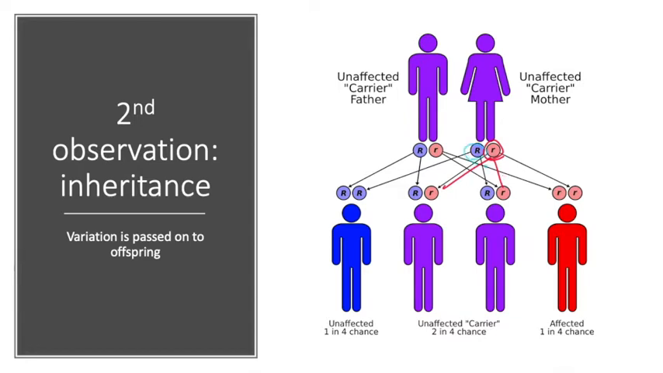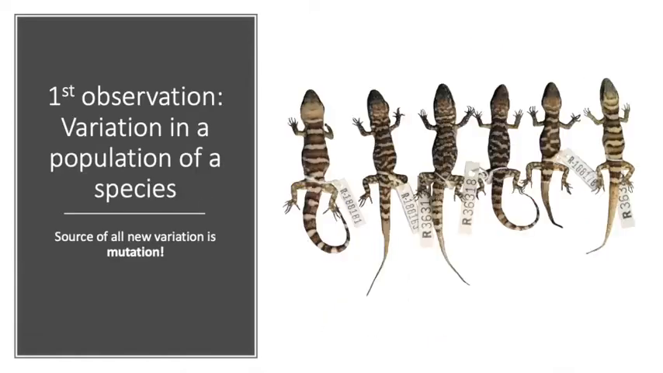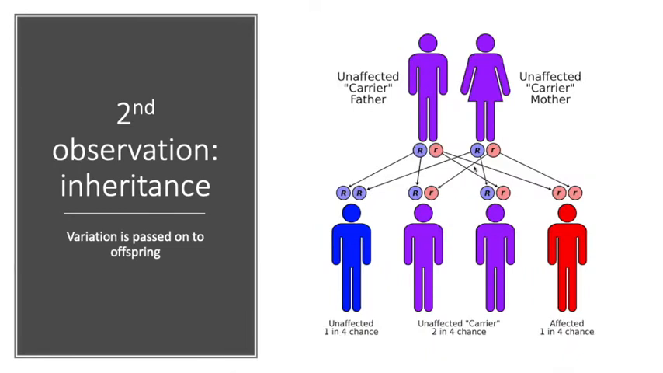That wasn't understood until later, when I talked about Gregor and the pea plants. He was a monk, and he was hanging out with pea plants, whereas Darwin was hanging out with pigeons. But anyway, you have to have inheritance of the variation. The variation, like the striping pattern, has to be heritable. You can pass it on through DNA to your offspring.